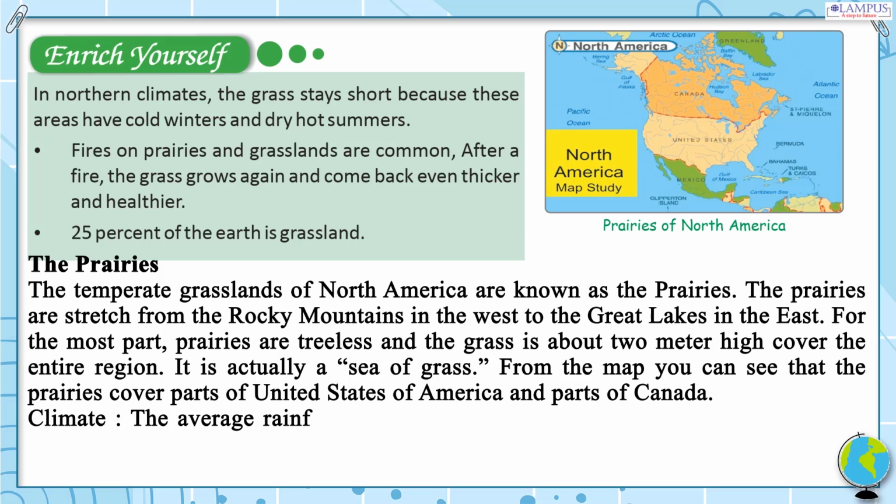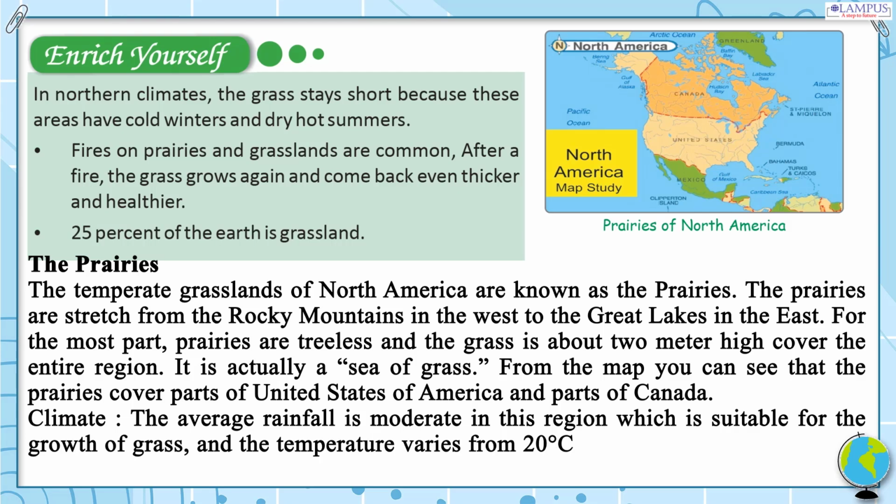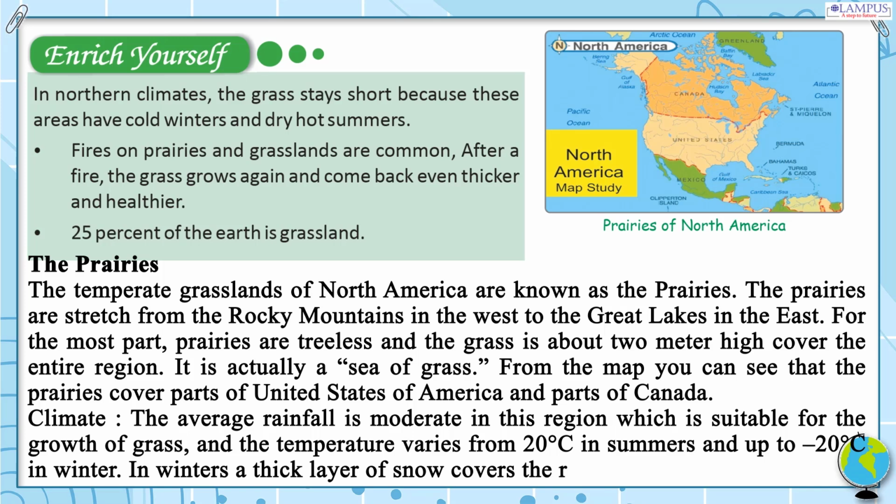Climate. The average rainfall is moderate in this region, which is suitable for the growth of grass, and the temperature varies from 20 degrees Celsius in summers to -20 degrees Celsius in winter. In winters, a thick layer of snow covers the region.